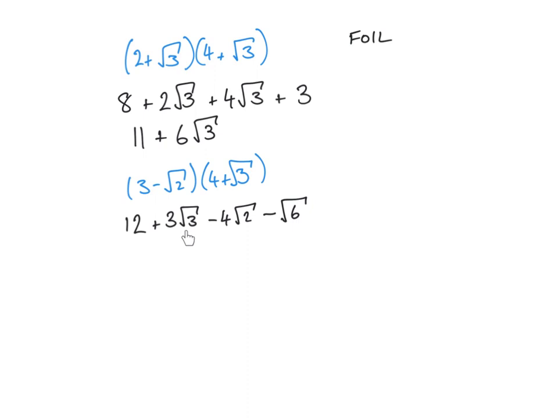As you can see, we have a root 3 term, a root 2 term, and a root 6 term. And that's like trying to add an x, a y, and a z. They're different, so we can't add them together.